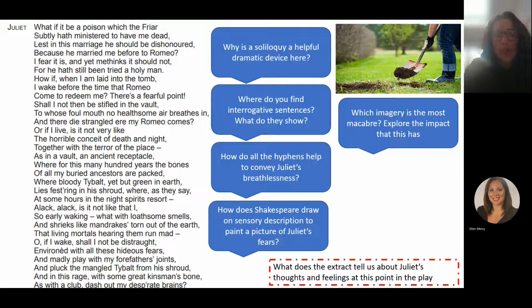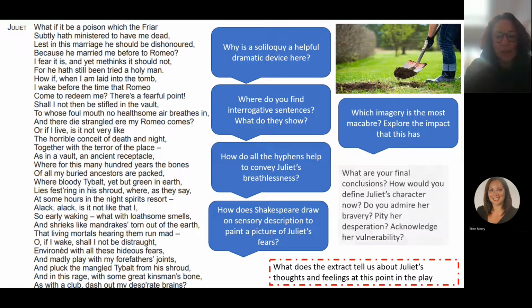We know she's going to fake her death, but the audience also knows that her death is inevitable. What is the impact that this macabre imagery has on the audience? And then finally, what are your conclusions? How would you define Juliet's character now at this point in the text? Do you admire her bravery? Do you pity her desperation? Do you acknowledge her vulnerability?